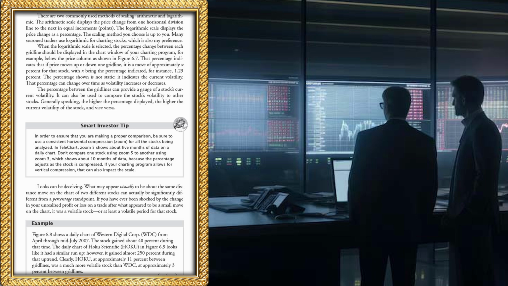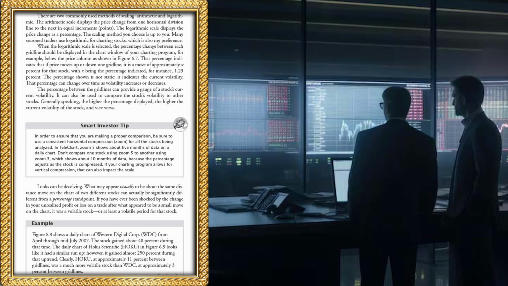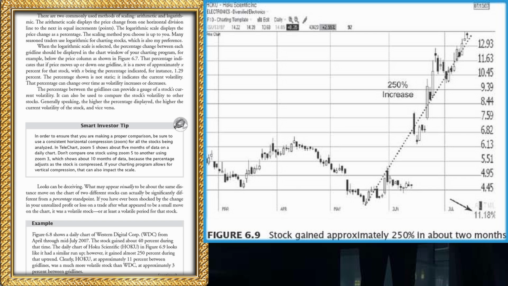Example: Figure 6.8 shows a daily chart of Western Digital Corp. (WDC). From April through mid-July 2007, the stock gained about 40% during that time. The daily chart of Hoku Scientific (HOQ) in Figure 6.9 looks like it had a similar run-up. However, it gained almost 250% during that uptrend. Clearly, HOKU, at approximately 11% between grid lines, was a much more volatile stock than WDC, at approximately 3% between grid lines.